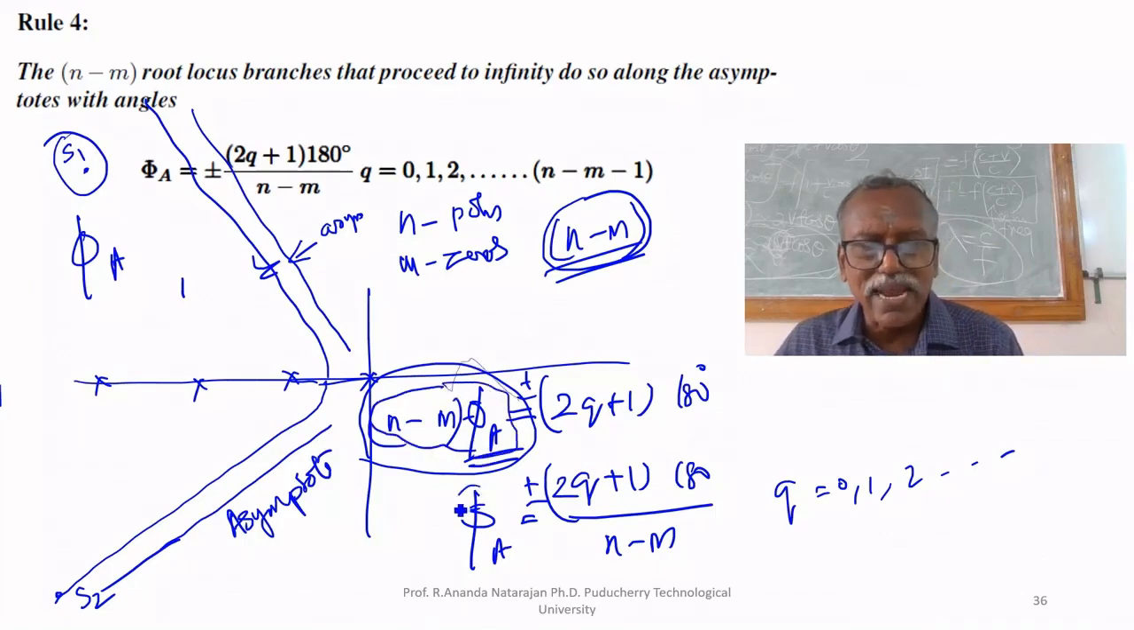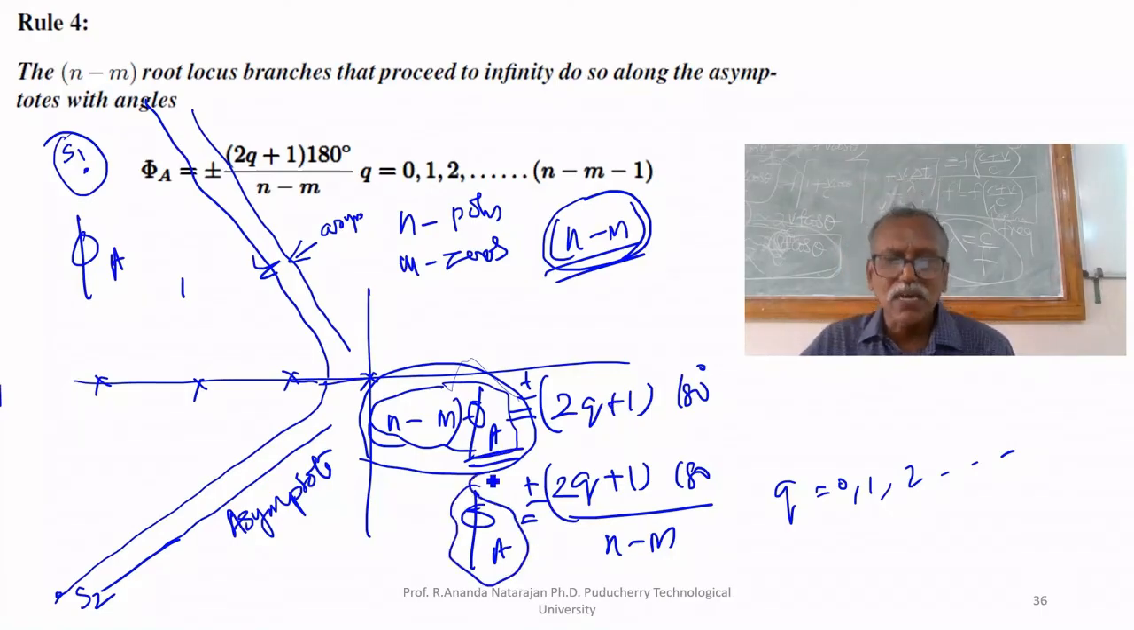Therefore, the angle of asymptote equals plus or minus 2q plus 1 multiplied by 180 divided by n minus m. That is the formula to find the angle.